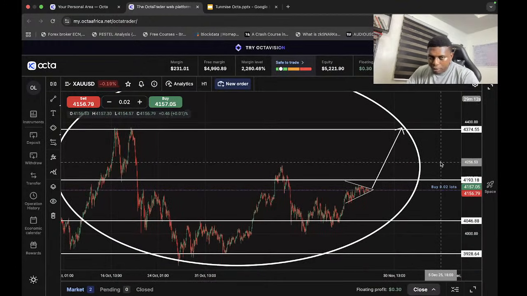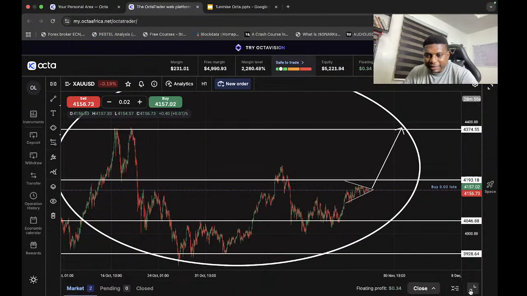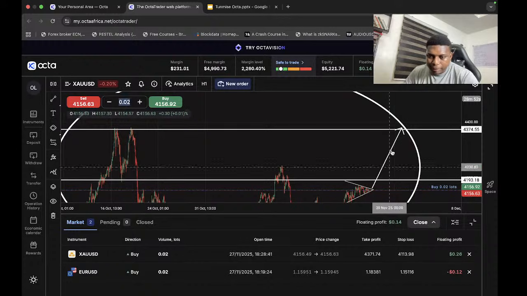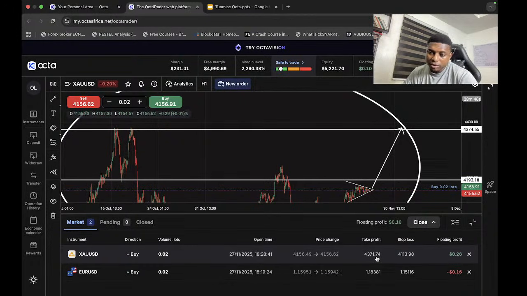So any question before I push further? Is it a buy order for gold? What we did is we placed a buy order on the current market price. Then I set my take profit and my stop loss. My take profit is at 4,371.74, and my stop loss is at 4,113.98.